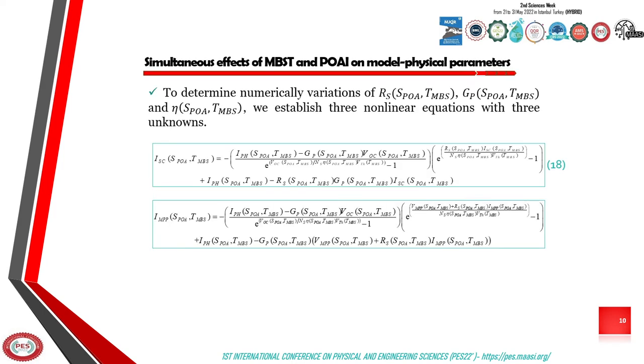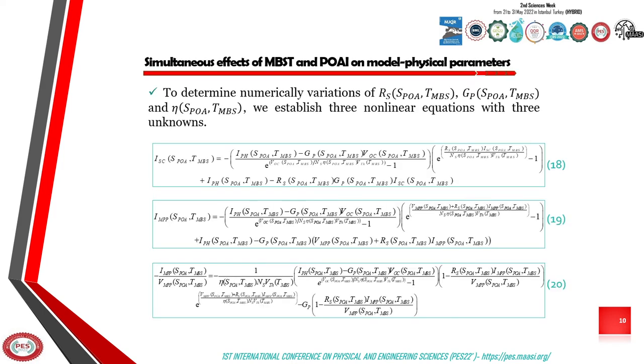Equation 18, equation 19, and equation 20 make a system of three nonlinear equations with the unknown functions. They are the foundation of the numerical procedure aiming to determine variation of adjective factor, series resistance, and parallel conductance with regard to MBS temperature and POAI irradiance.